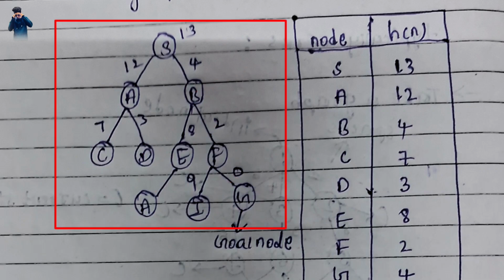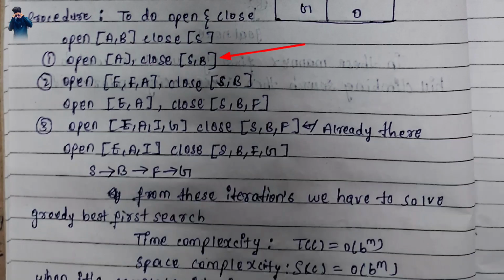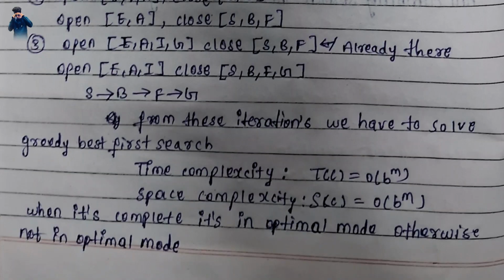Then they require to show open A, close S, B. That's it, and see the total passing nodes to write in this greedy best first search way. Time complexity T(C) is equal to O(b^n). Space complexity S(C) is equal to O(b^n). And when it completes this procedure in an iterative manner, it's in optimal mode. Otherwise, not in optimal mode.